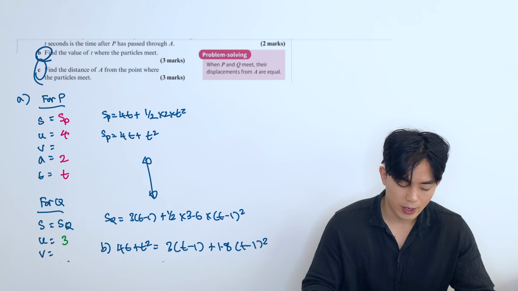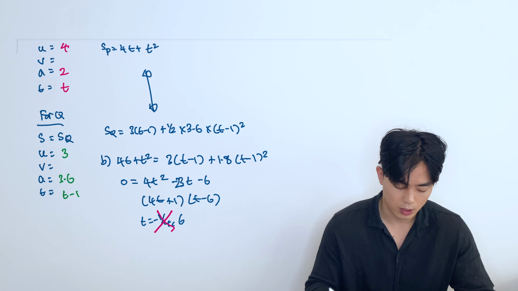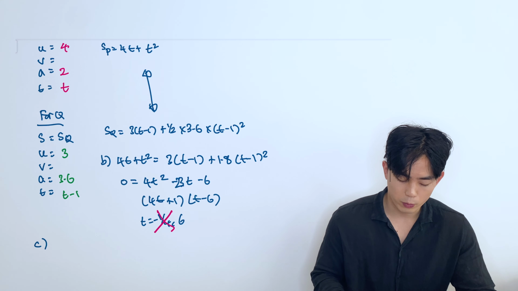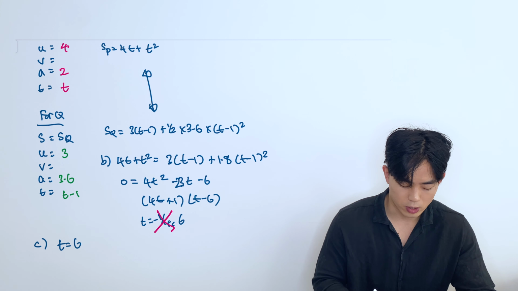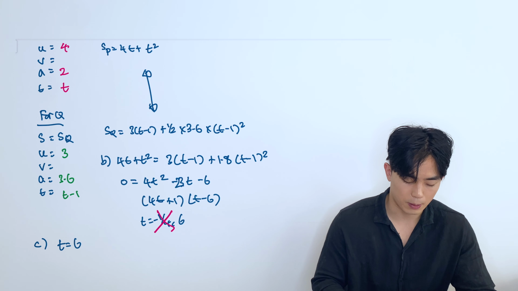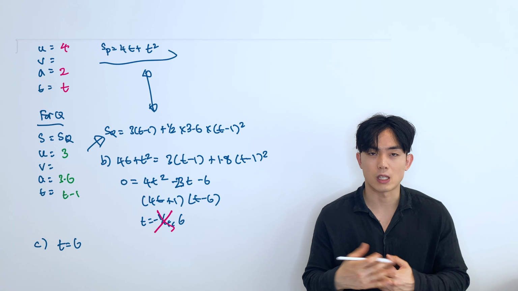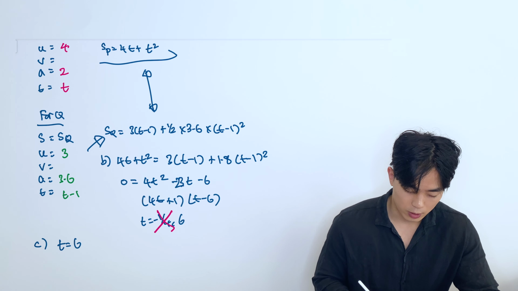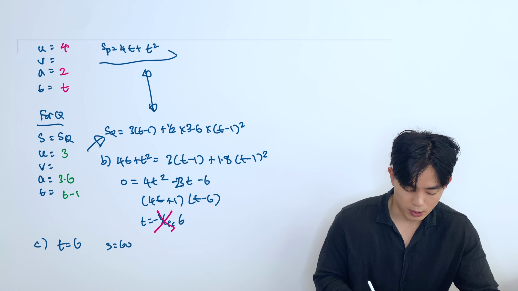C, find the distance of A from the point where the particles meet. Okay, so that means that we've worked out when t is 6, so what I can do now is just plug 6 into either equation. I can plug it into this one here, or I can plug it into this one here, because you know that they're going to be the same displacement away. And if you do, you should get a value of 60 meters.